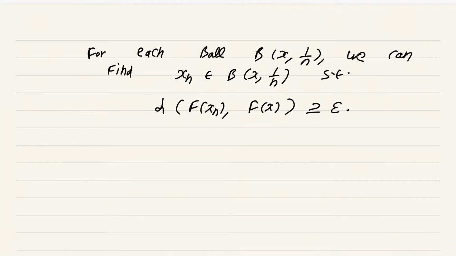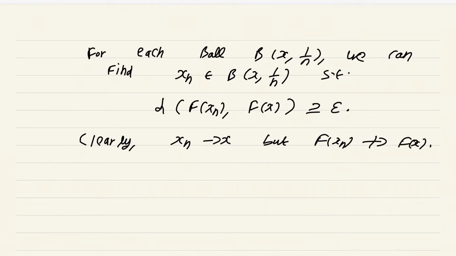Note that this B(x, 1 by n) is precisely those points in the metric space X which are at most 1 by n distance away from the given point x. So this is just another way of saying that d(x, xn) is less than 1 by n. So the fact that the epsilon delta definition fails simply means that you can find a point xn such that d(f(xn), f(x)) is greater than or equal to epsilon. Okay, but clearly xn converges to x, but f of xn does not converge to f of x. This is a contradiction. So this shows that the sequential definition of continuity guarantees that the epsilon delta definition will be satisfied.